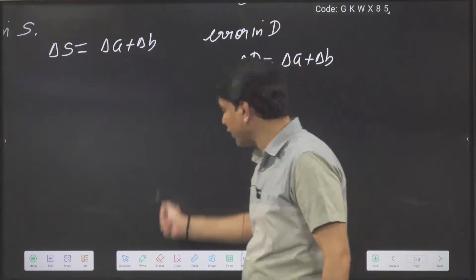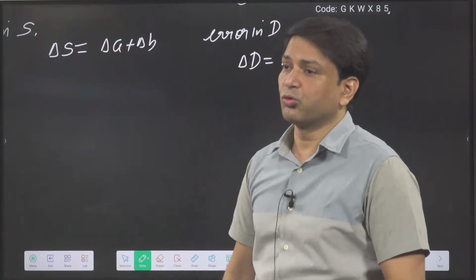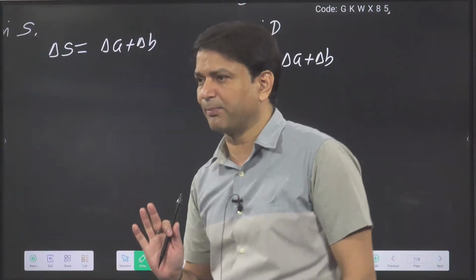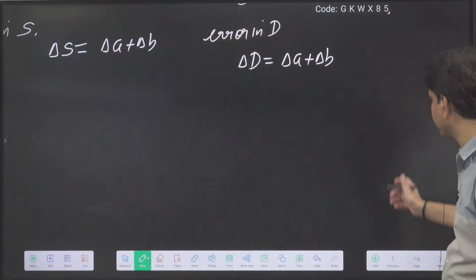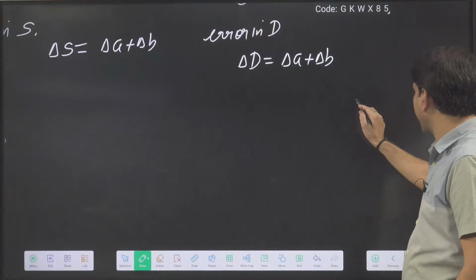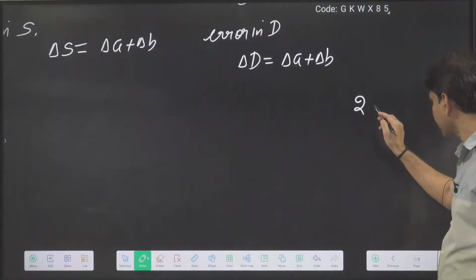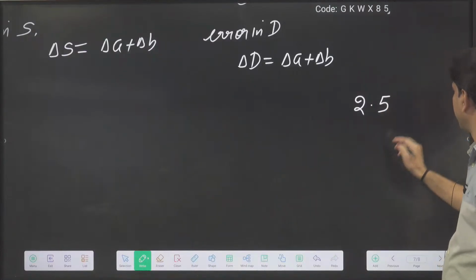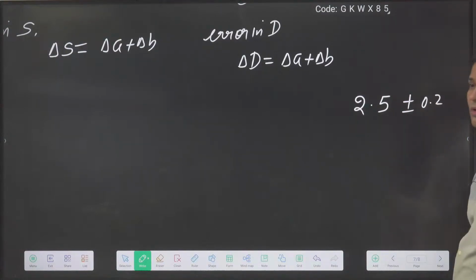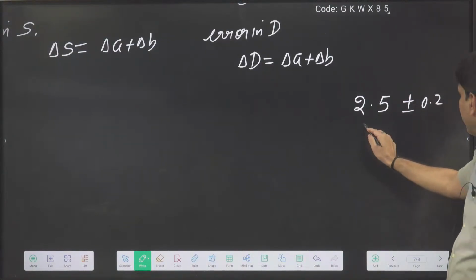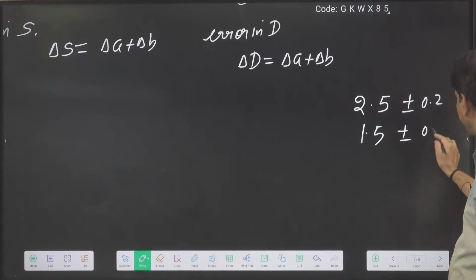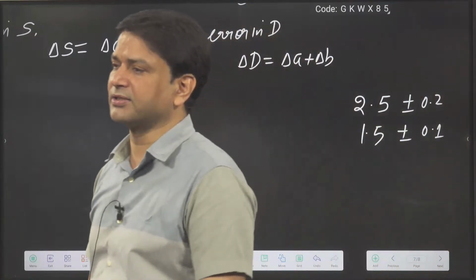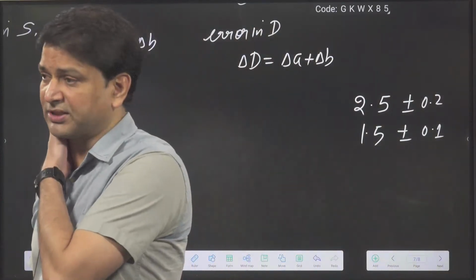Okay. Why we are doing this? Why we are always adding the error? So one thing I said, we are always calculating maximum possible error. One small example I will show. Suppose I am writing one quantity 2.5 plus minus 0.2, and another quantity I am defining 1.5 plus minus 0.1.